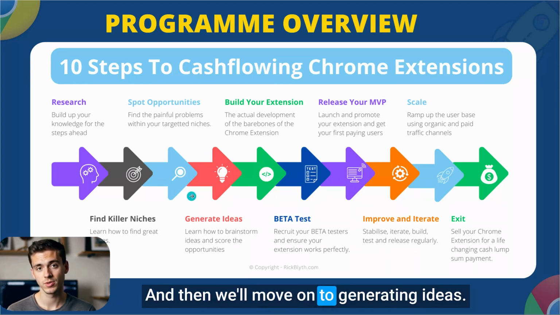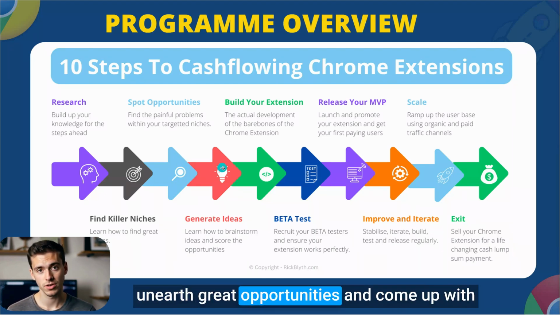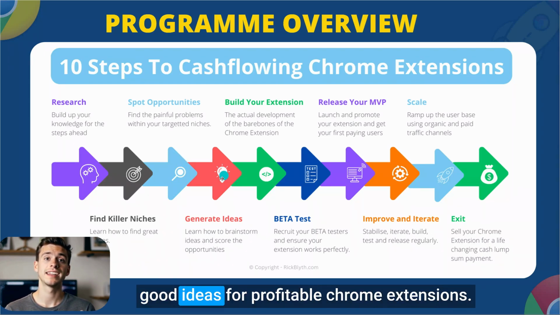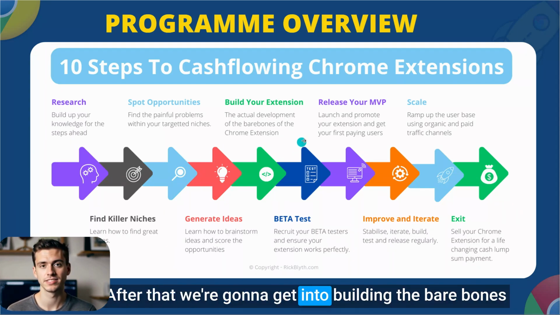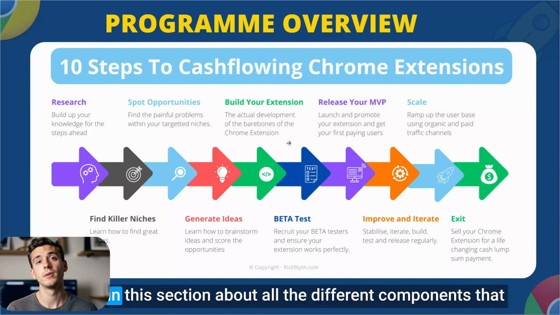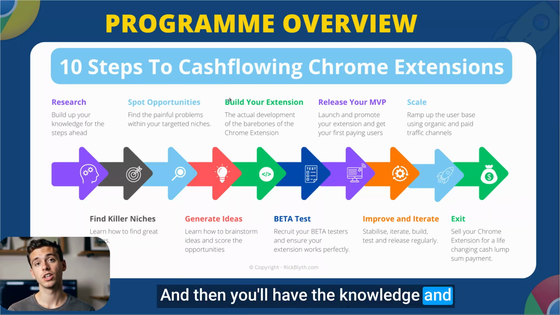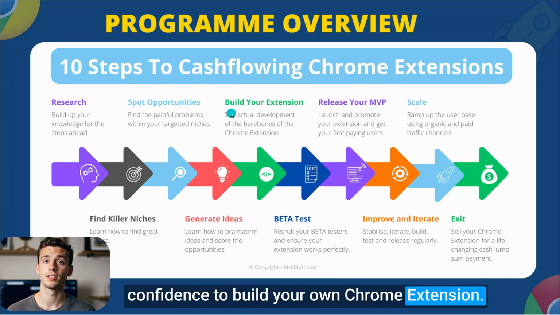And then we'll move on to generating ideas. So there are 7 strategies that I will teach you to unearth great opportunities and come up with good ideas for profitable Chrome extensions. After that, we're going to get into building the bare bones MVP version of our Chrome extension, and I'll teach you in this section about all the different components that make up the Chrome extension architecture in detail, and then you'll have the knowledge and confidence to build your own Chrome extension.